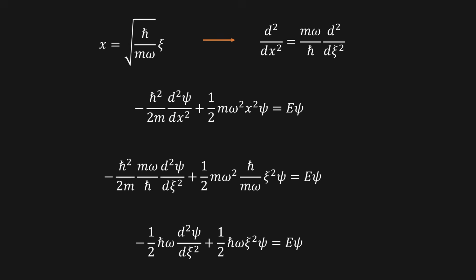First you replace this d2 over dx2, which is equal to m omega over h cross. You keep minus h cross squared over 2m as it is. Then this will become m omega over h cross d2 over dz2, and of course we have psi here. Similarly, for x squared, I just square it. If you square it, the square root will get removed, and you will get h cross over m omega. This z will become z squared, which is equal to E psi.